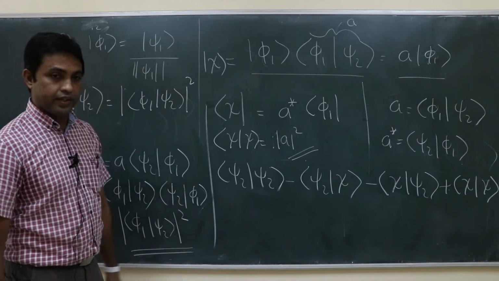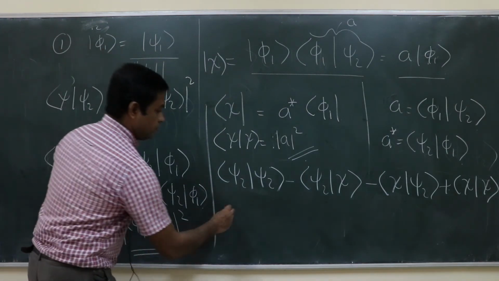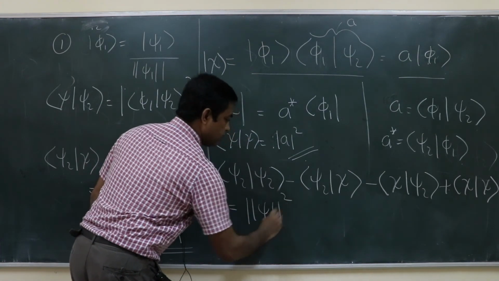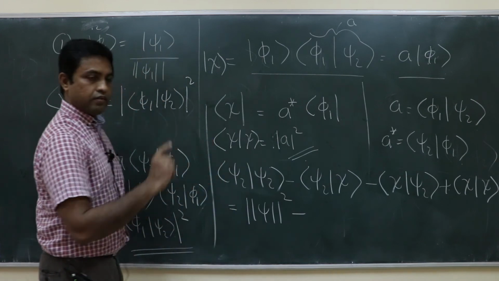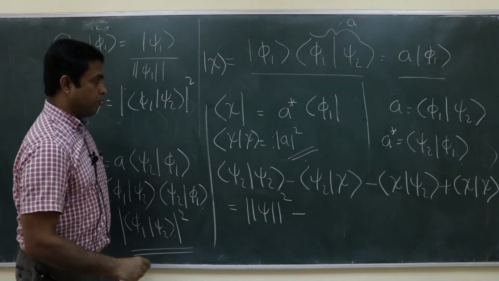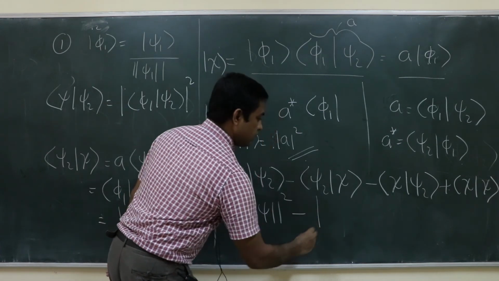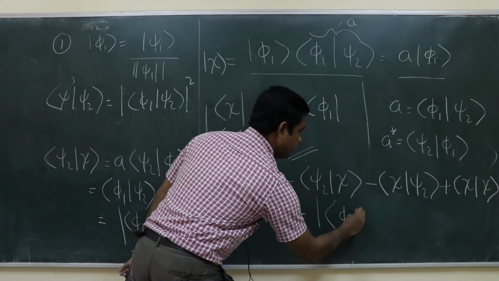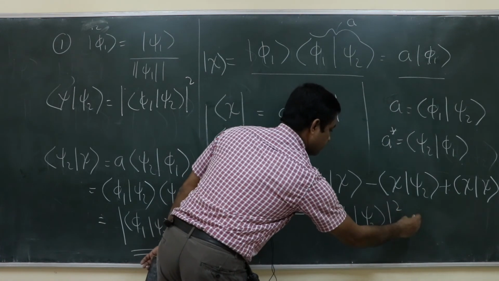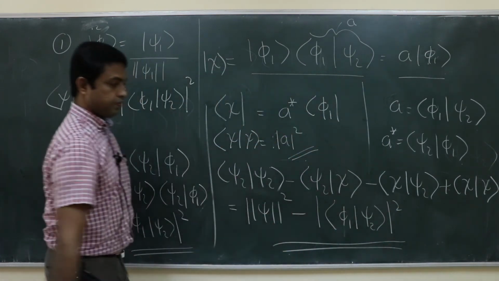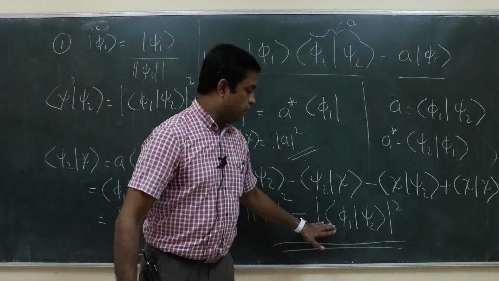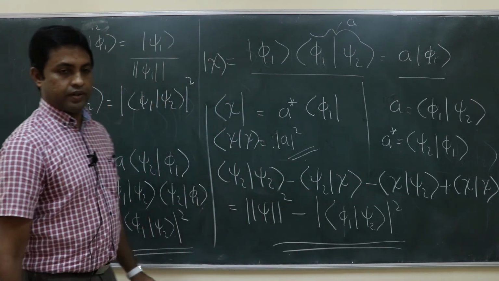So what do you get at the end? This will be equal to modulus psi square minus one term, because this and this will cancel out. So only one will be there. So modulus bra phi 1 ket psi 2 square. Okay. Modulus psi square minus phi 1 psi 2 square.